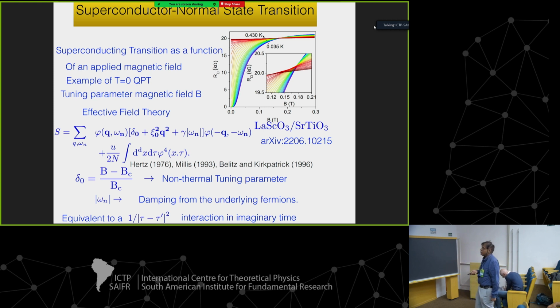What is going to be very important for our talk is the fact that this mod omega, in terms of imaginary time, can be Fourier transformed and looks like a 1 over r square interaction or 1 over tau square interaction in imaginary time. The things that I'm interested in are the superconductor-normal state transition as a function of an applied field. This is the sort of experiment that was done on LaScO films grown on a strontium titanate substrate. These are 2D superconducting transitions that are field tuned, and the question we are going to ask is, what's the critical behavior in this?